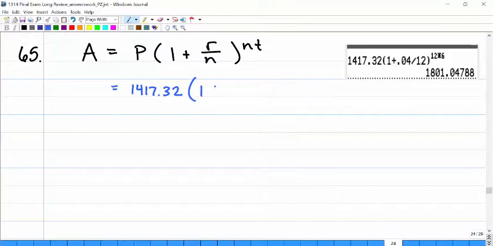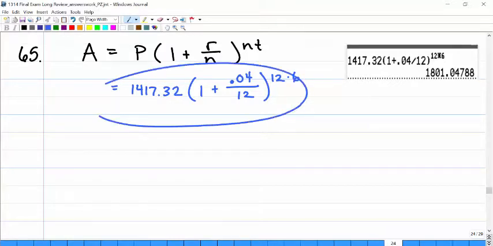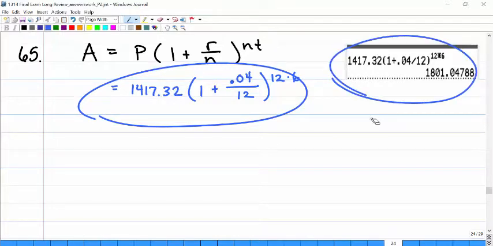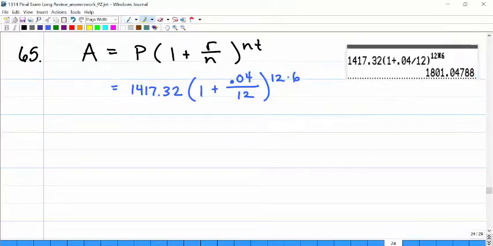You want to invest it into an account paying 4% annual interest, so our R is 0.04. And it is compounded monthly, so our N is 12. And you want to invest it for 6 years, so T is 6. When I type this into the calculator, I get the answer of $1,801.05.